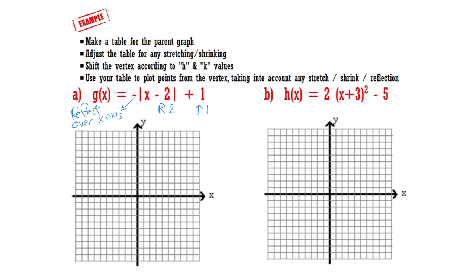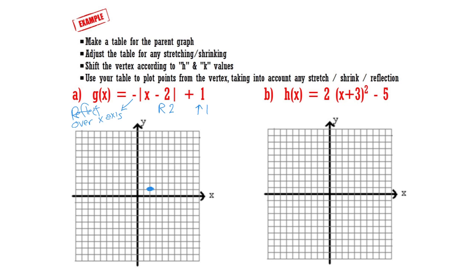It's a V shape. The vertex that's normally at 0, 0 is going to go right 2 and up 1. So this is the new vertex. It's still the same old V shape, with a nice slope of 1 on either side. The only thing that's different is that it's going to be upside down. I don't think I need a table to show that. I'm just going to draw it upside down.